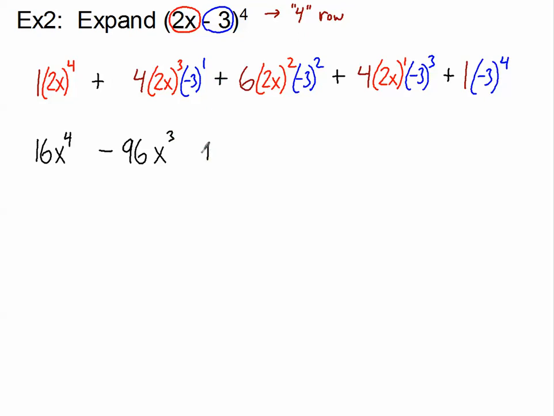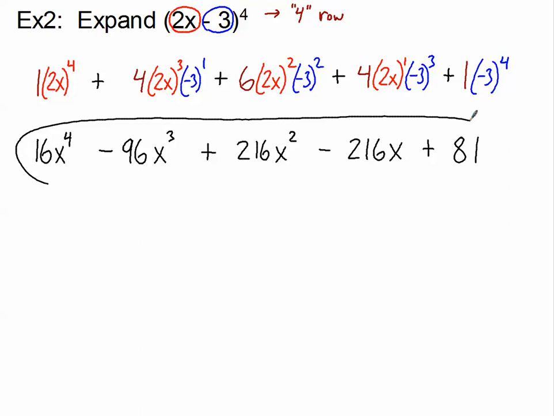I know my next term will stay positive because I must now have a negative raised to an even power, which keeps it positive. 2 squared, x squared, and -3 squared, all times 6 is 216, and then the x squared. My next term then must alternate to a negative, and you can see that we have alternating terms. 2 to the 1st, of course, is 2. -3 cubed is -27. 4 times 2 times -27 actually is also 216, but this time with a negative. And then lastly is going to be positive. -3 to the 4th power is 81.